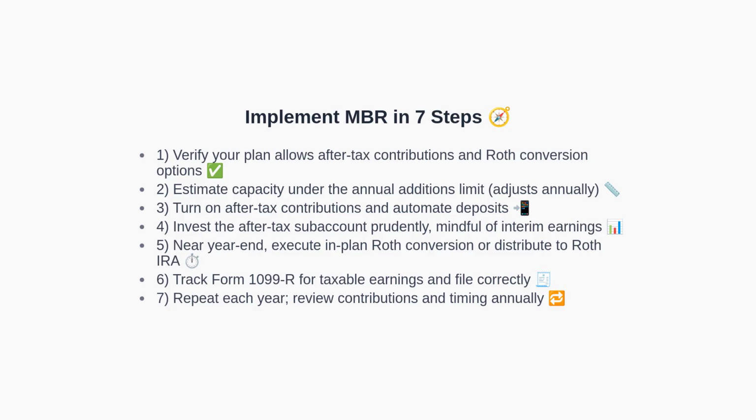Fifth, toward year-end, perform the conversion either in plan to Roth 401k or by distributing the after-tax funds to a Roth IRA. Sixth, keep the Form 1099-R that reports taxable earnings and ensure it is reflected correctly on your tax return. Finally, repeat this process annually and reassess your contribution levels and timing.